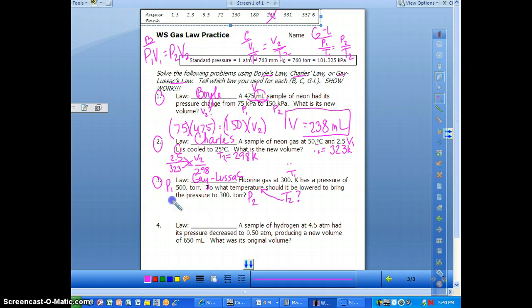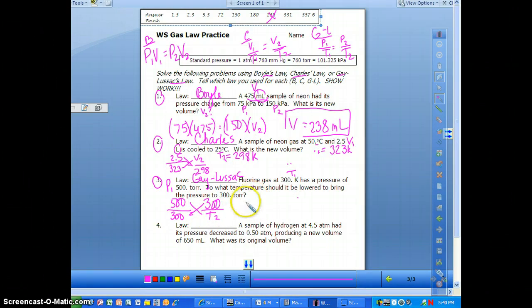And if we plug in 500 for P1 over 300 for T1, P2 is 300. T2 is what we're solving for. So that's our variable. And we just cross multiply. To solve for T2, this one, when your variable is in your denominator, it's just a little bit more difficult, not much.